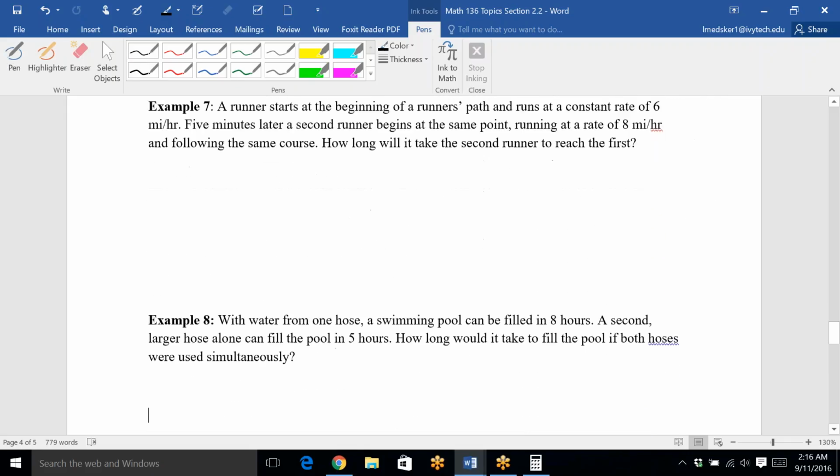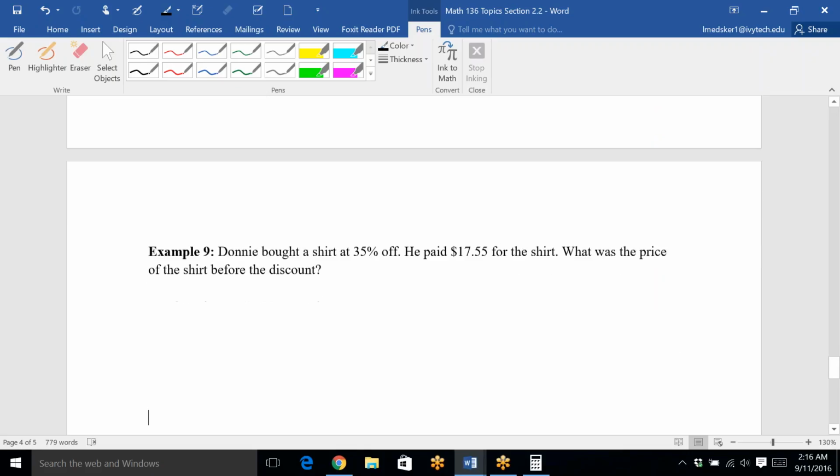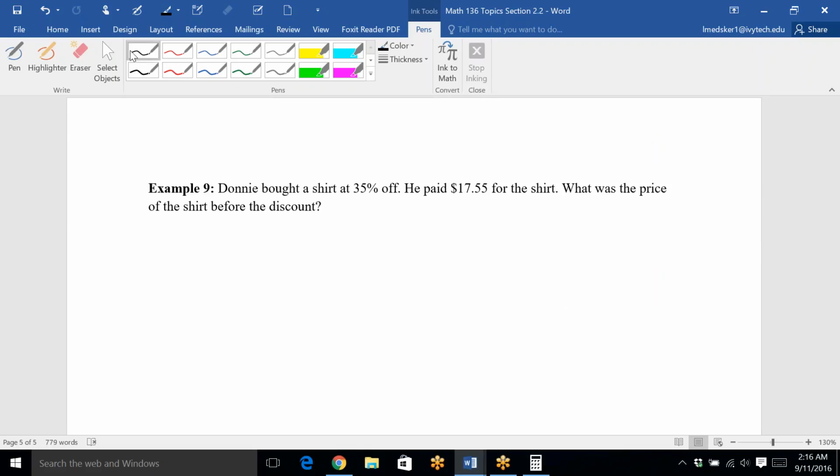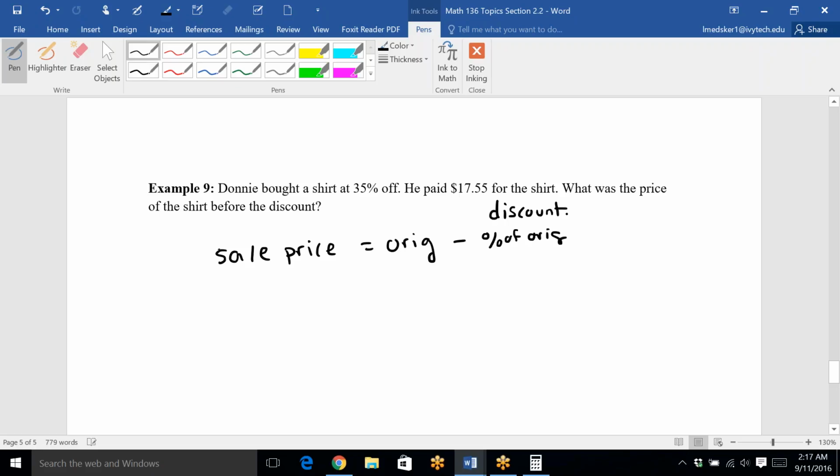And I believe the last one that we did not do was example number 9. It says Donnie bought a shirt at 35% off. He paid $17.55 for the shirt. What was the price before the discount? When you're doing a discount, what we consider that is that the sales price is always the original minus a percent of the original. That percent of the original is actually called the discount.